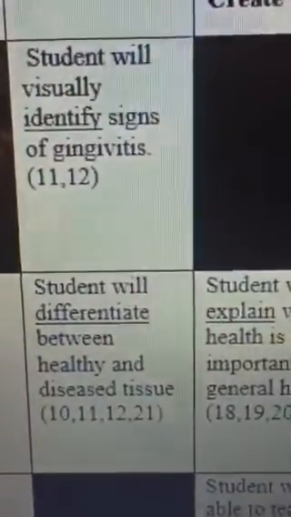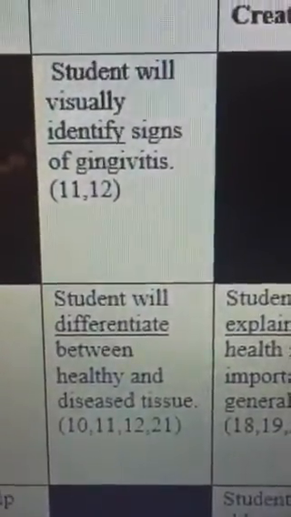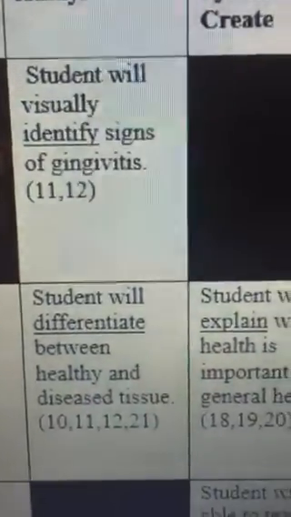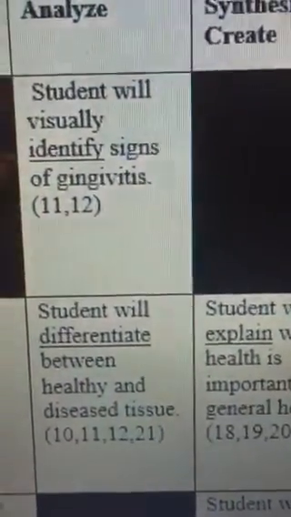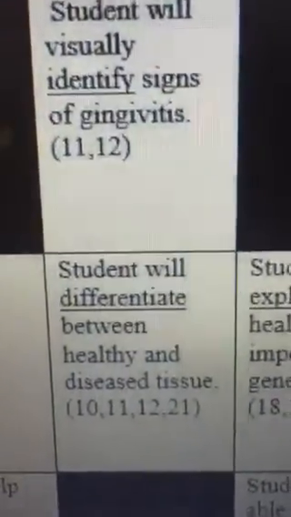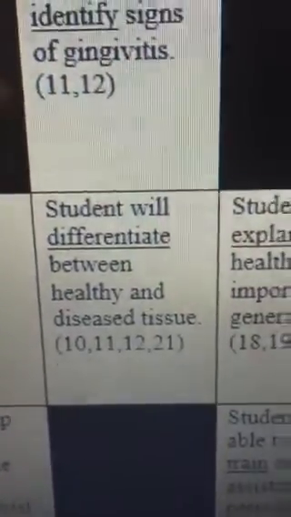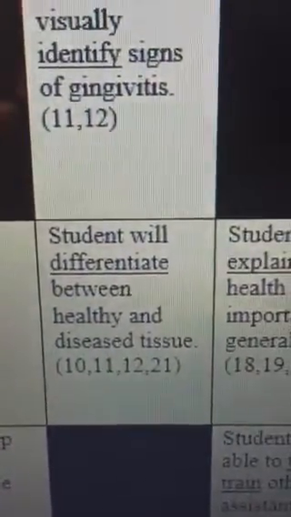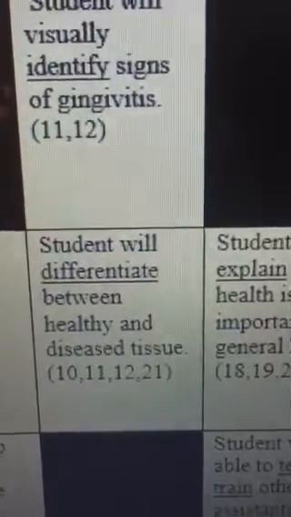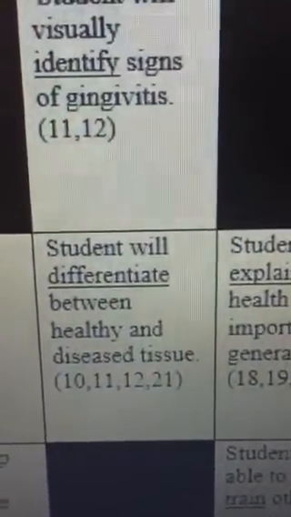The next objective, under the analyze dimension, is that the student will differentiate between healthy and diseased tissue. So here there are even more critical thinking skills that they'll have to use to really be able to distinguish the signs and symptoms of gingivitis versus periodontitis or healthy tissue. You can see over the slides where that information can be found.